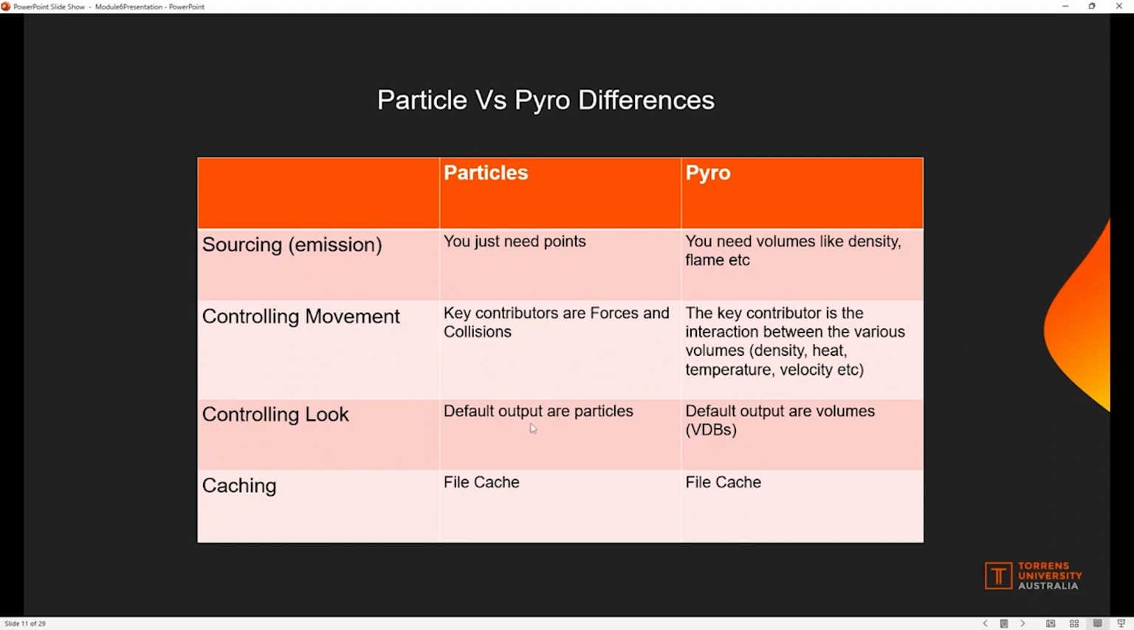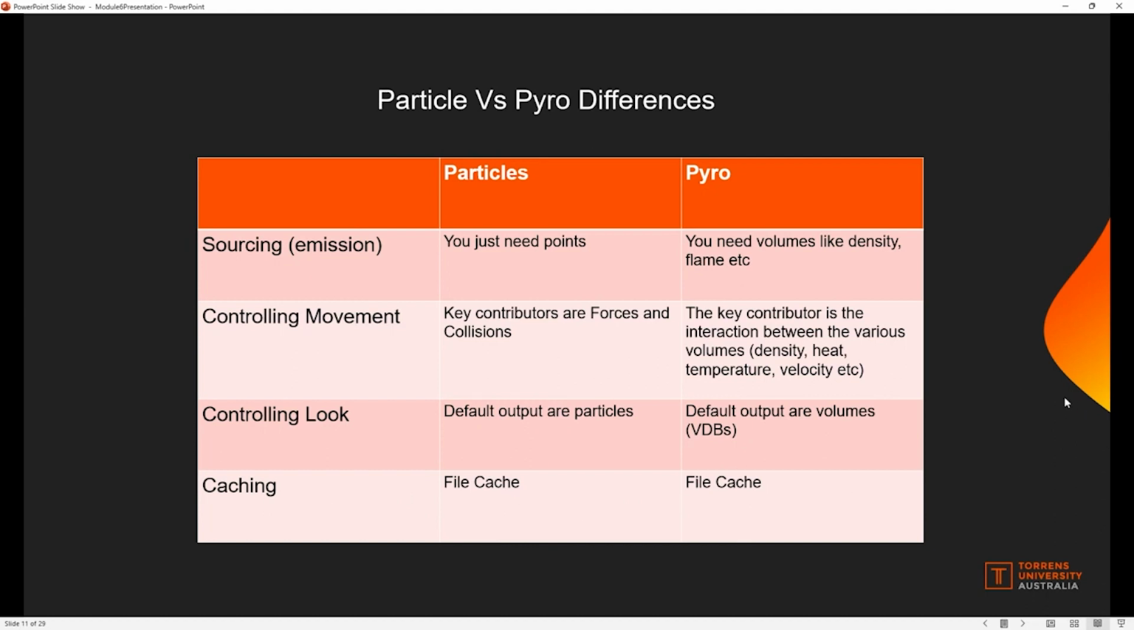Now, controlling the look, the default option is particles. Basically, you're primarily working with particles, and particles are just points, so you can do stuff with them. But the thing with pyro is you're now working primarily with volumes, so VDBs. With points, you can manipulate, copy points, all of that stuff. But with pyro, you're controlling the look of primarily volumes or VDBs. So other things will apply with volumes. You can deform the volume and you can manipulate the volume on top of that, but we'll talk about that later. Now, caching is pretty much the same. You still use the same file cache node.